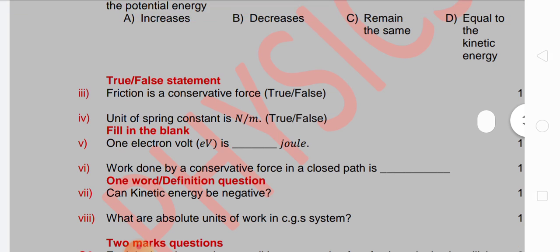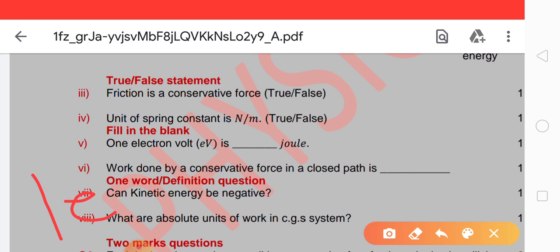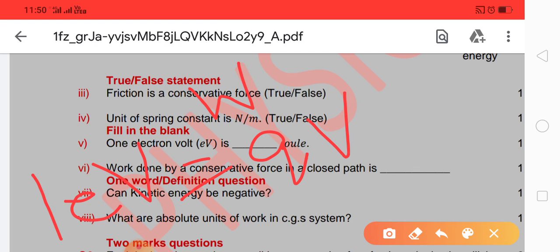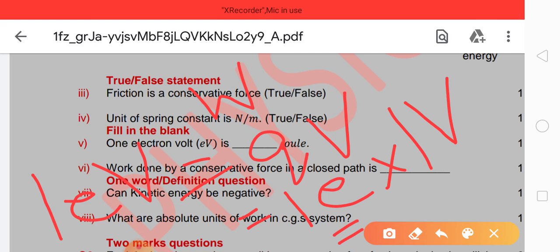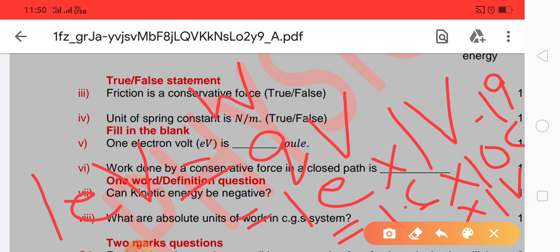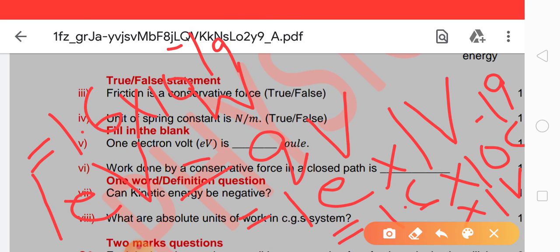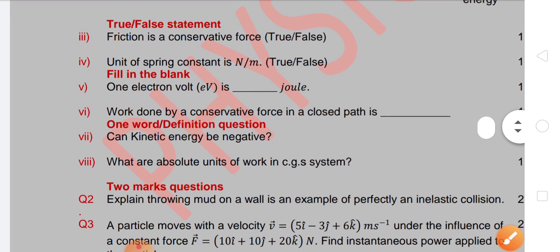Define 1 electron volt. What is 1 electron volt? Electron volt is basically the unit of work or energy. W is equal to Q into V. Work done is charge into potential. Here charge is 1 electron and potential is 1 volt. If we write it in the form of Coulomb, 1 electron is 1.6 into 10 raised to power minus 19 Coulomb into 1 volt. So it comes out to be equal to 1.6 into 10 raised to power minus 19 joules. This is the value.